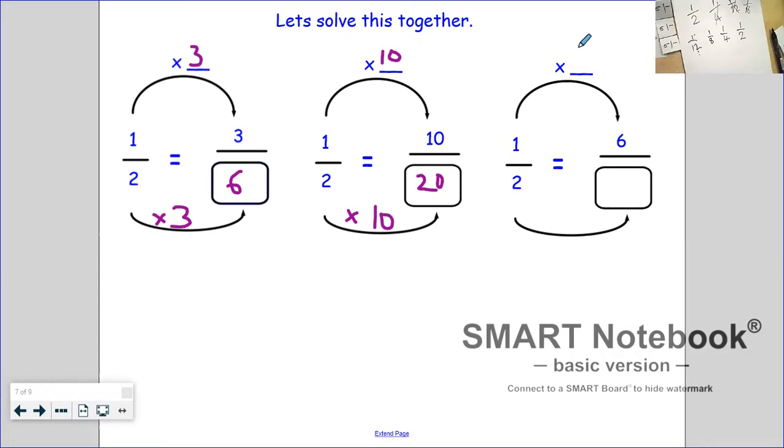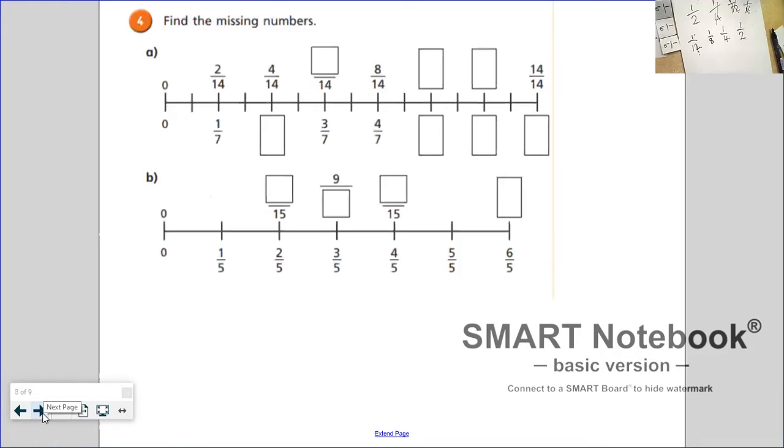1 to 6. How have we done there? We've times by 6. So we must times the bottom one by 6. 2 times 6 is 12. So 1/2 is also equal to 6/12. I hope you're understanding this, guys. You're doing a really good job. We are making equivalent fractions.